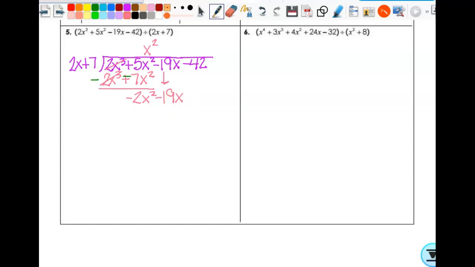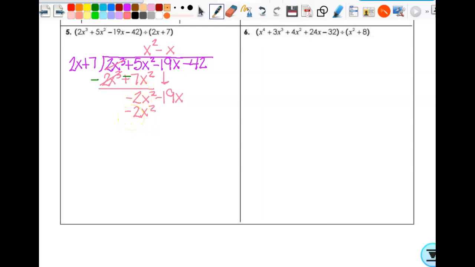So then I take negative 2x squared, and I divide it by 2x, and that leaves me with what? Negative x. So negative x times 2x is negative 2x squared. If these two things don't match, when you multiply it back, you made a wrong choice about what you were dividing and what you got. Okay, these should always match here.